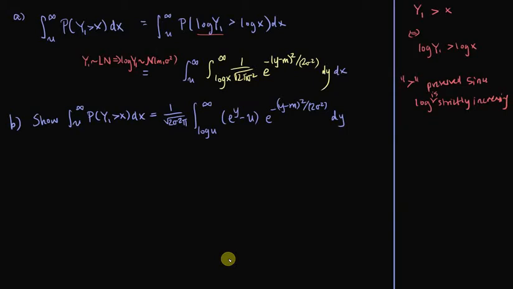We continue calculating. Now in B, we want to show what I've written up here. And basically we can just continue from A. So let us do that. Let's just say this is equal to star. And we have that star is equal to the integral from u to infinity and then the integral from log x to infinity.